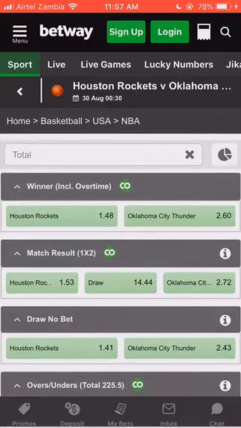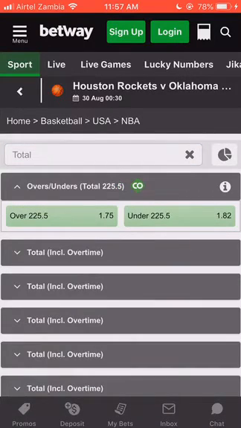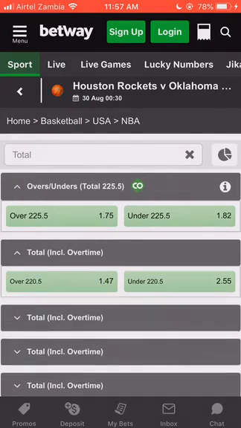Now, this has to be stressed. There's 2 totals, 2 overs. There's overs and unders, and then there's total. We're looking for the total, not the overs and unders. The overs and unders with the cash out option, that's for regular time scores. In basketball, there's 2 things that happen.